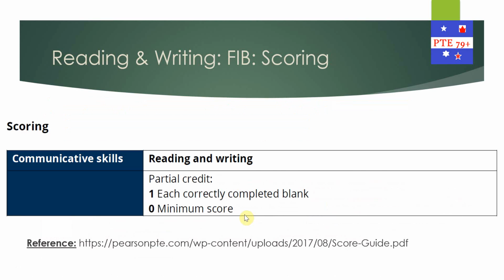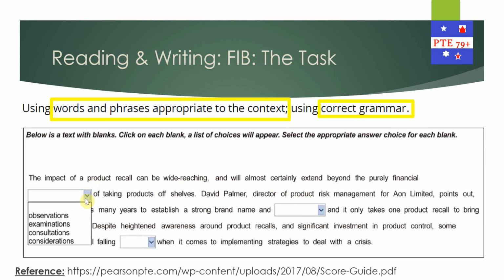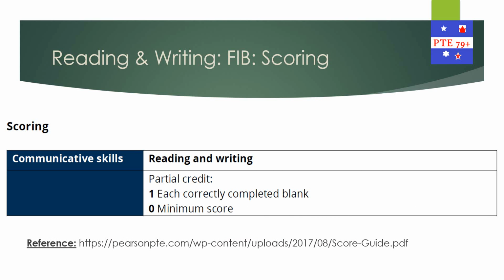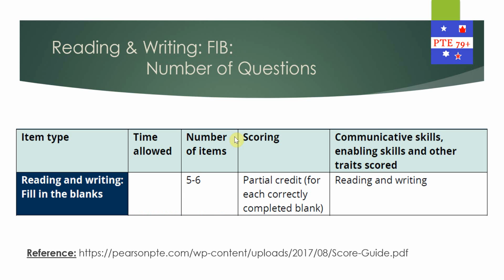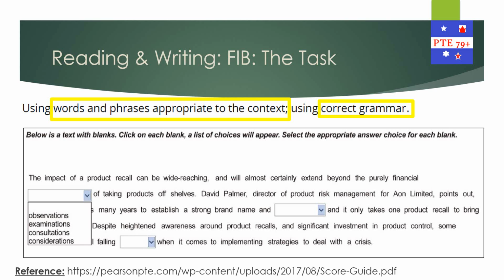That is the task. The way it is scored is you're allotted one point for each correctly selected blank. So if you select one blank correctly and if you don't select the others correctly, even then you'll get 1 out of 4. That's how this is scored. Minimum score is 0, and the number of questions that come in this particular item are minimum 5 and maximum 6. So you might know all this information already from the score guide, but I'm just setting up the task so that it's very clear.